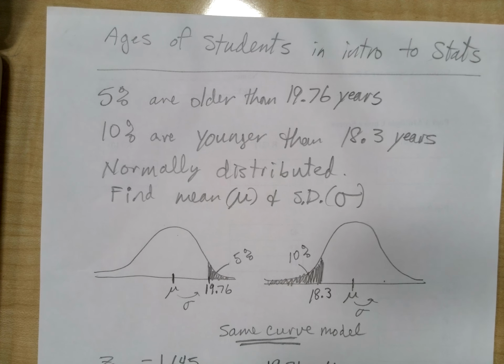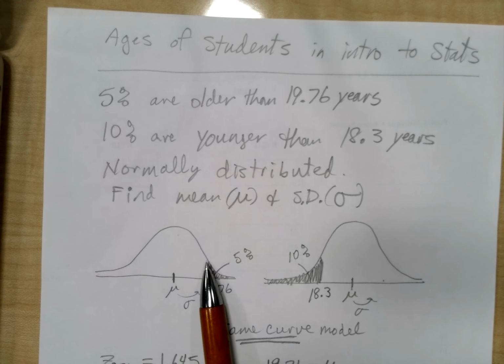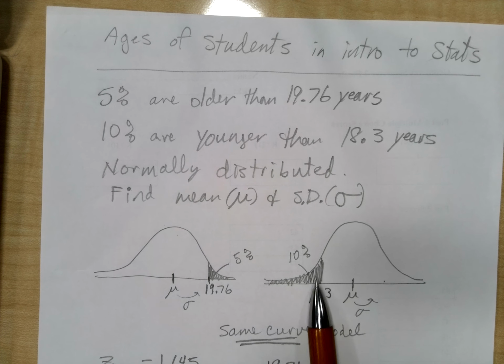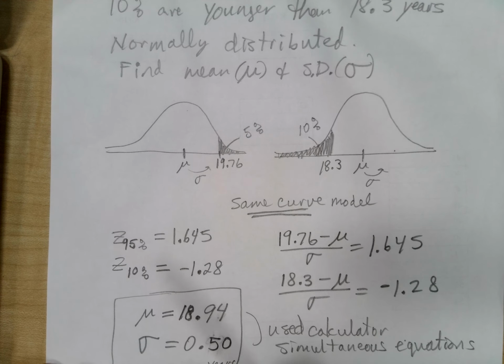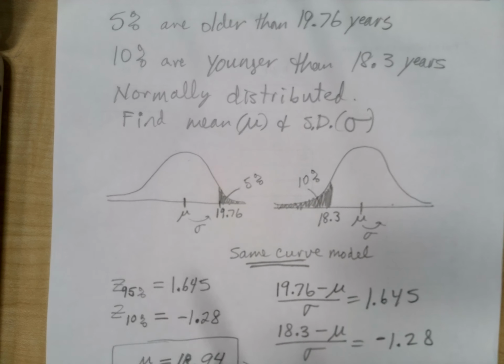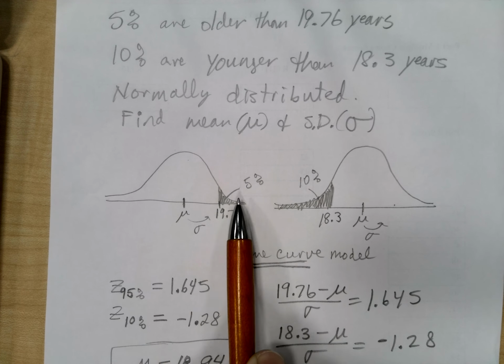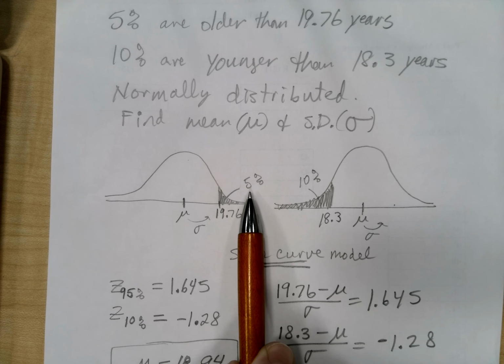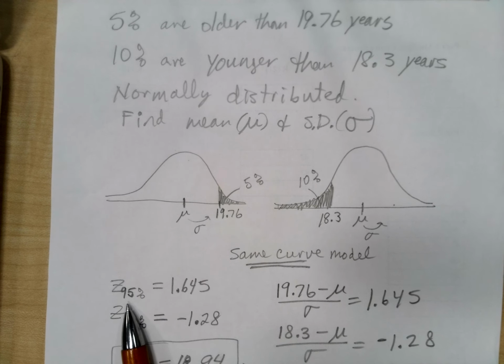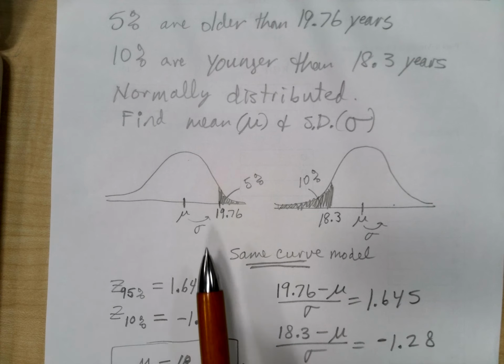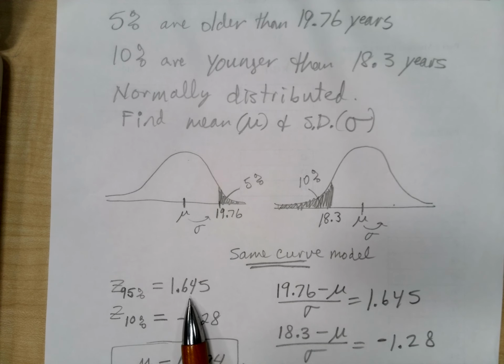So how does that help me? Well, if I can figure out the z-score of this and the z-score of this, I should be able to put them together into simultaneous equations. Here's what that looks like. First, I need to find the z-score for 95%, because if there's 5% on the top, that means there's 95% on the bottom. So that's a 1.645. That's one of those z-scores you're supposed to memorize. So that's a z-score of 1.645.